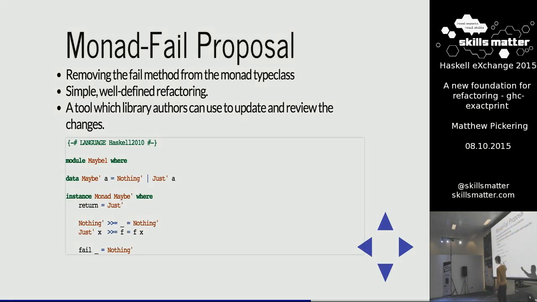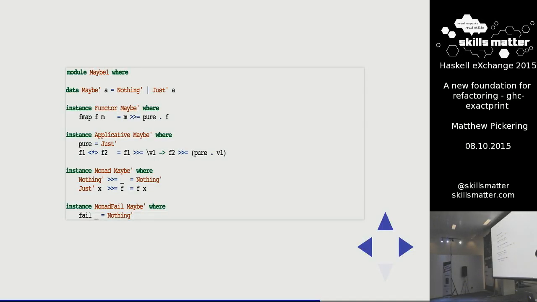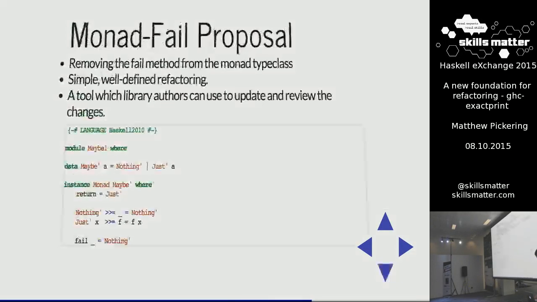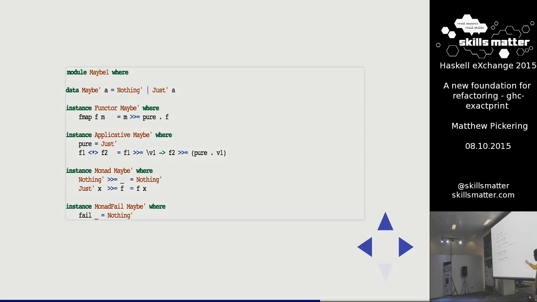So here we have a monad instance which has the fail method. The monad fail proposal is in essence removing the fail method from monad, and introducing a new class, MonadFail, which has the fail method. It slightly changes the desugaring as well for do notation. So the refactoring operation is simply we take the fail method from this monad instance, and we rewrite it, introduce a new instance of MonadFail, copying the definition.